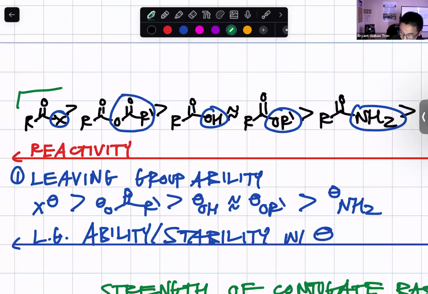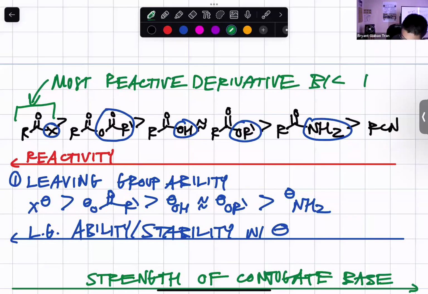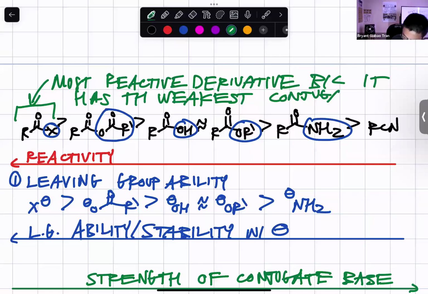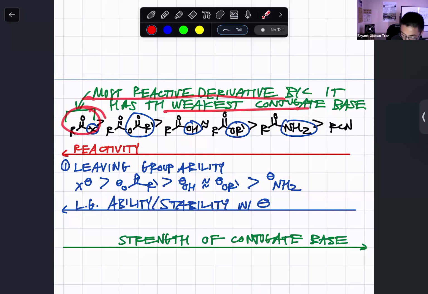This one here has the weakest base, so it is the most reactive derivative. I don't like thinking of it as inversely related, because you think of the strongest thing as the best. In his lecture notes, Farhat said the most reactive derivative, the acid halide, is the most reactive because it has the weakest conjugate base, which is true. But I prefer to think of it as leaving group ability.